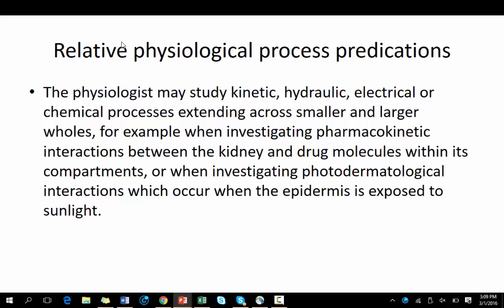All right, so I'm not going to read all of this, but a physiologist can study different process profiles, kinetic, hydraulic, electrical, chemical, and so on, within the kidney. But somebody may investigate the photodermatological processes which occur when the epidermis is exposed to sunlight, for instance. So that's a very interesting process profile which involves the skin of the patient, or of the reference class of patients being studied, and the sun. And then processes of exposure, the process involved when the skin of this patient is exposed to sunlight.